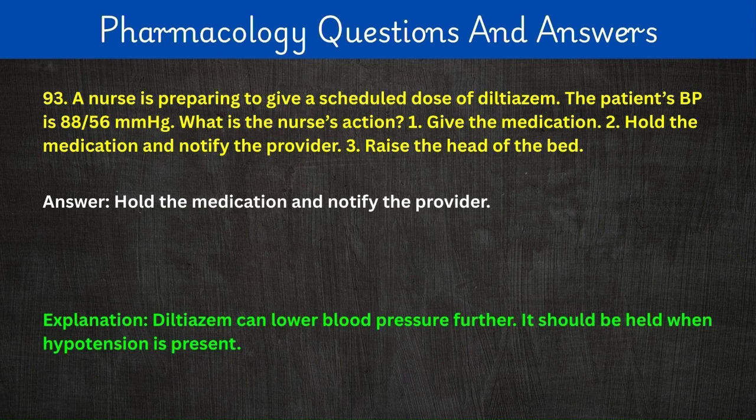93. A nurse is preparing to give a scheduled dose of diltiazem. The patient's BP is 88/56 mmHg. What is the nurse's action? 1. Give the medication. 2. Hold the medication and notify the provider. 3. Raise the head of the bed. Answer: hold the medication and notify the provider. Explanation: diltiazem can lower blood pressure further. It should be held when hypotension is present.